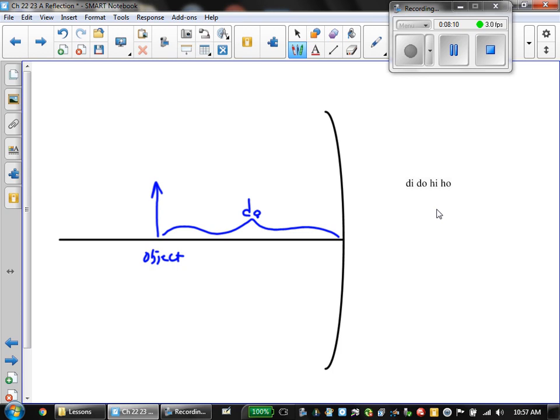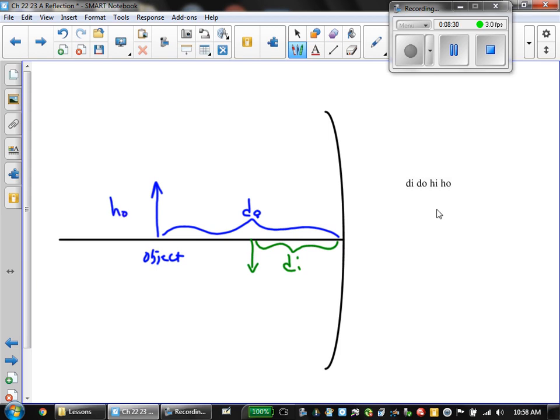If I form an image down here like we just saw, this distance would be DI. It's how far away the image is. All of these are relative to the vertex. So it's the distance from the object or the distance from the image to the vertex. We also can talk about the height of the object, ho, and the height of the image, hi.